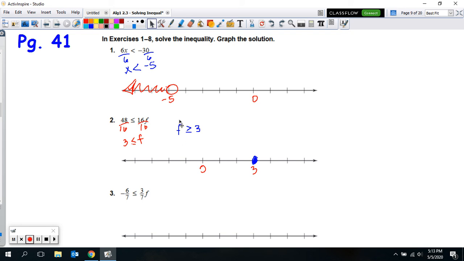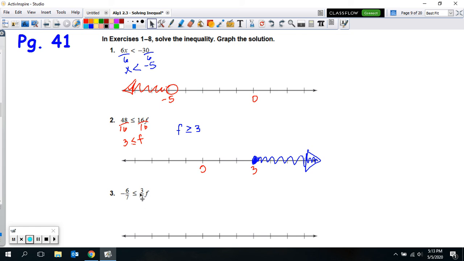And again, when you have your variable first, you can look at the arrow of the inequality sign pointing in the direction that you can shade. That only works though when your variable is first. Next one, we have some fractions here, so I need to undo the 3/7 that's multiplying f.